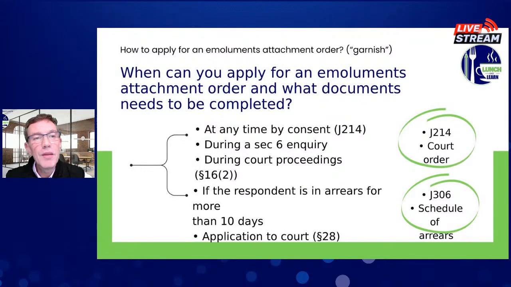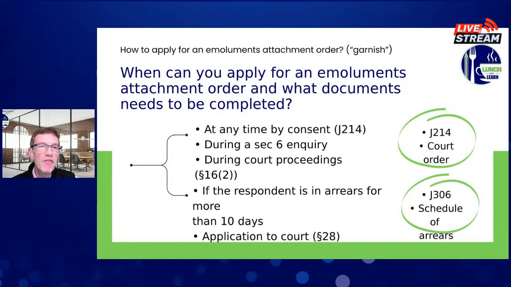So when can you apply for the emolument attachment order and what documents are needed? Like I said, at any time. If you have a consent order, then a J214 could be filled in. Now, the J214 is usually used when the parties agree to a maintenance amount out of court, when it's not necessary to have a Section 10 inquiry in court. You could use the J214 form as a consent form. And in that consent form, the respondent can give permission that money be deducted from his wages.